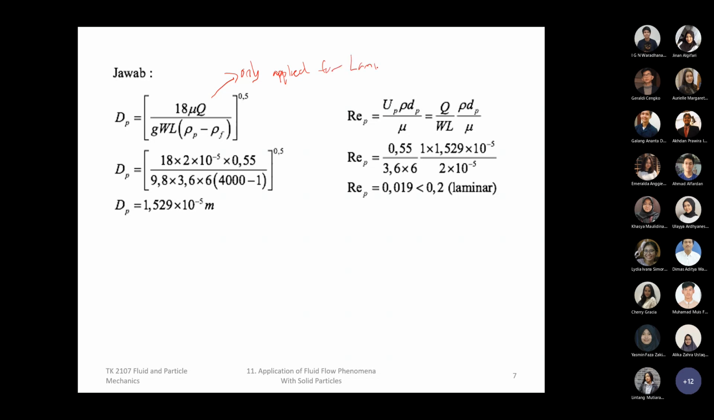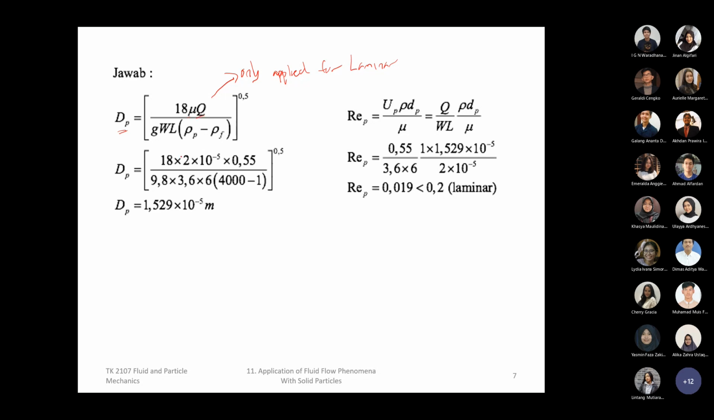If it's turbulent, then you have to go with a different empirical equation where you assume the CD to be 0.44. Okay, so that's the maximum particle diameter that can be separated.